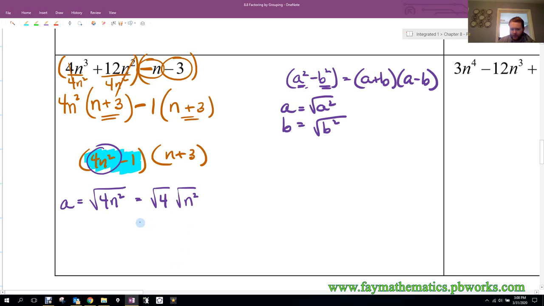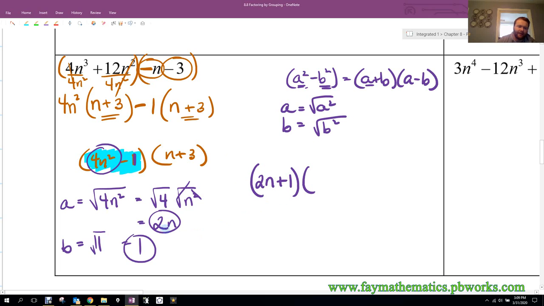So what's the square root of 4? It's 2. And what's the square root of n squared? It's just n. So there's my a value. My b value is 1. So what's the square root of 1? It's just 1. So a is 2n, and b is 1. So the way I'm going to write this 4n squared minus 1, I'm going to write it as a plus b. So our a was 2n, plus b, which was 1. And then a minus b, so a is 2n minus b, which was 1.